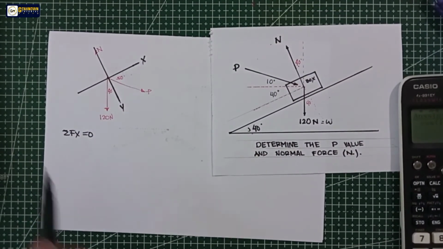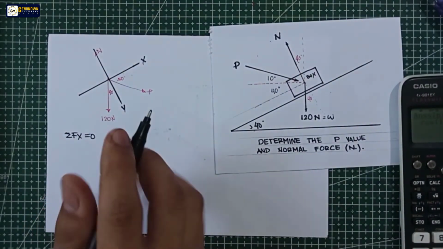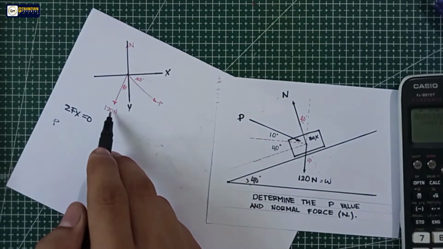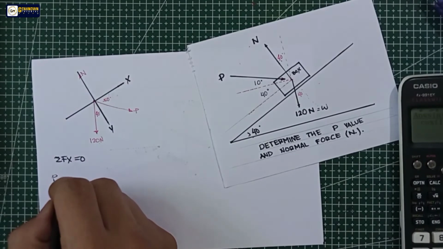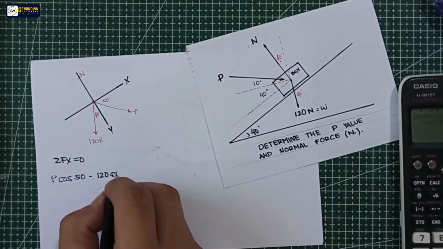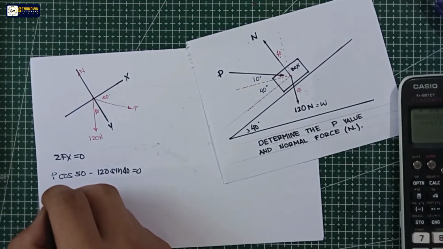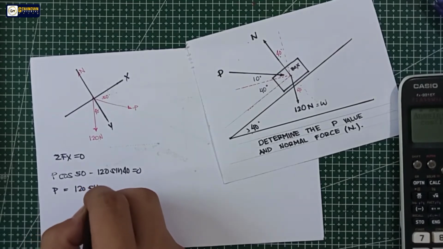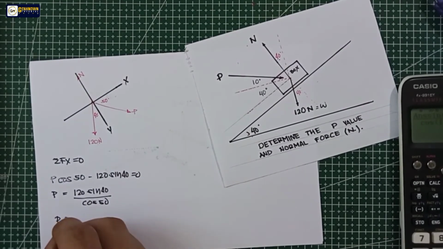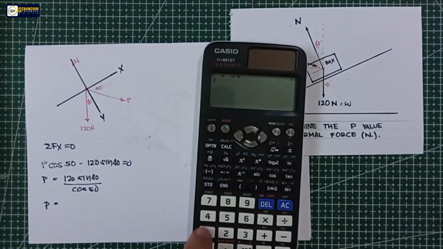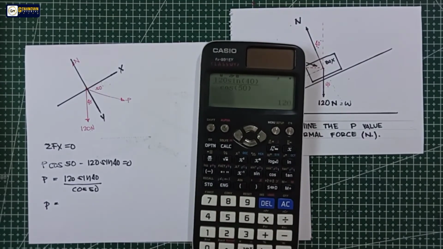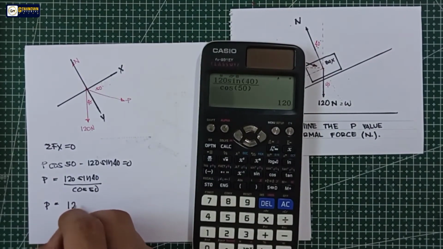Okay, continue. Summation of force X is equal to 0. So, P. Okay. P cosine 50 minus 120 sine 40. Okay, sine 40 is equal to 0. So, P is equal to 120 sine 40 divided by cosine 50. So P is equal to 120 sine 40 divided by cosine 50. P is equal to 120 Newton.